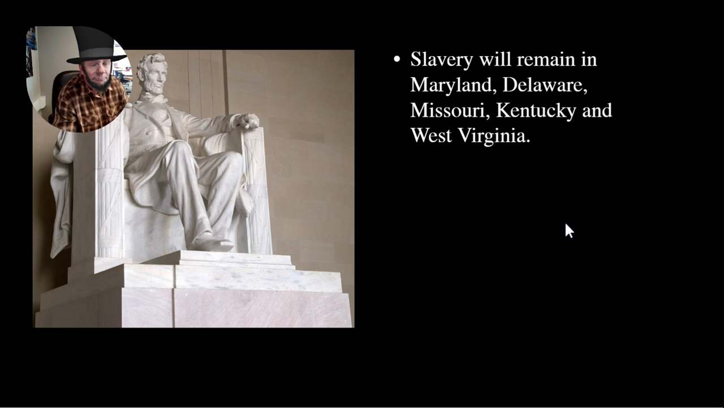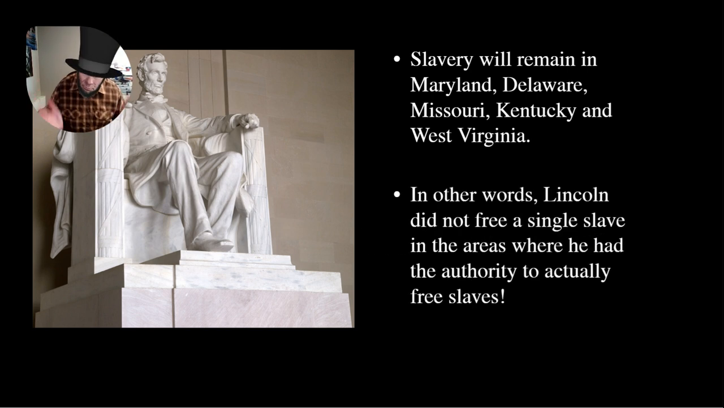He could have freed the slaves in the Union slave states, but he was afraid that if he freed their slaves, they would join the Confederacy. So slavery remained in effect. So, to put it more plainly, with the Emancipation Proclamation, Lincoln did not free a single slave in any of the areas where he actually had the authority to do it. Let that sink in for a second.